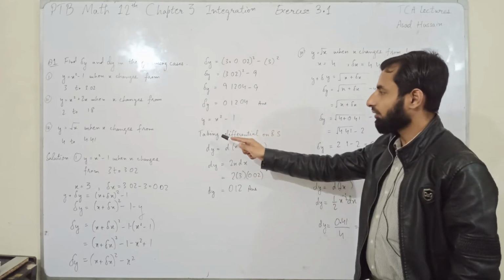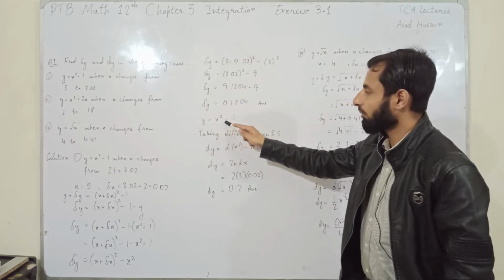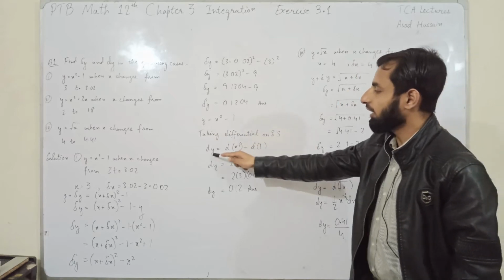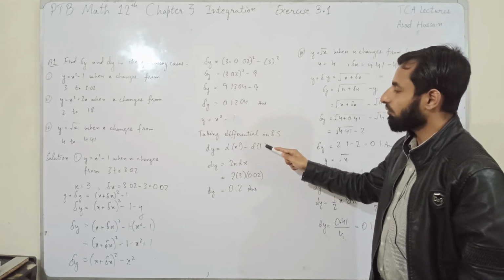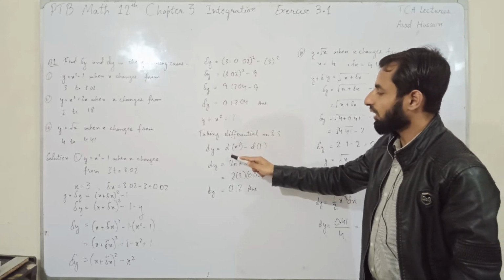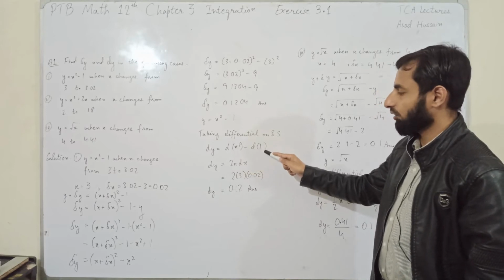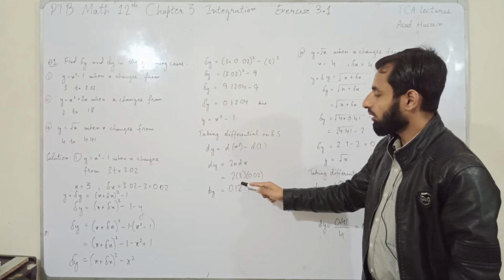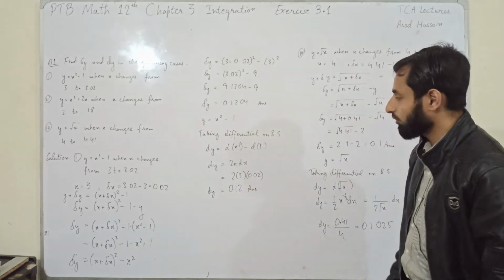Now for the second one, as we know the statement is y is equal to x square minus 1. Taking differential on both sides, dy is equal to derivative of x square and derivative of 1. Derivative of x square is 2x dx and derivative of a constant is 0. Now putting the values of x and dx, by multiplying we get dy is equal to 0.12.